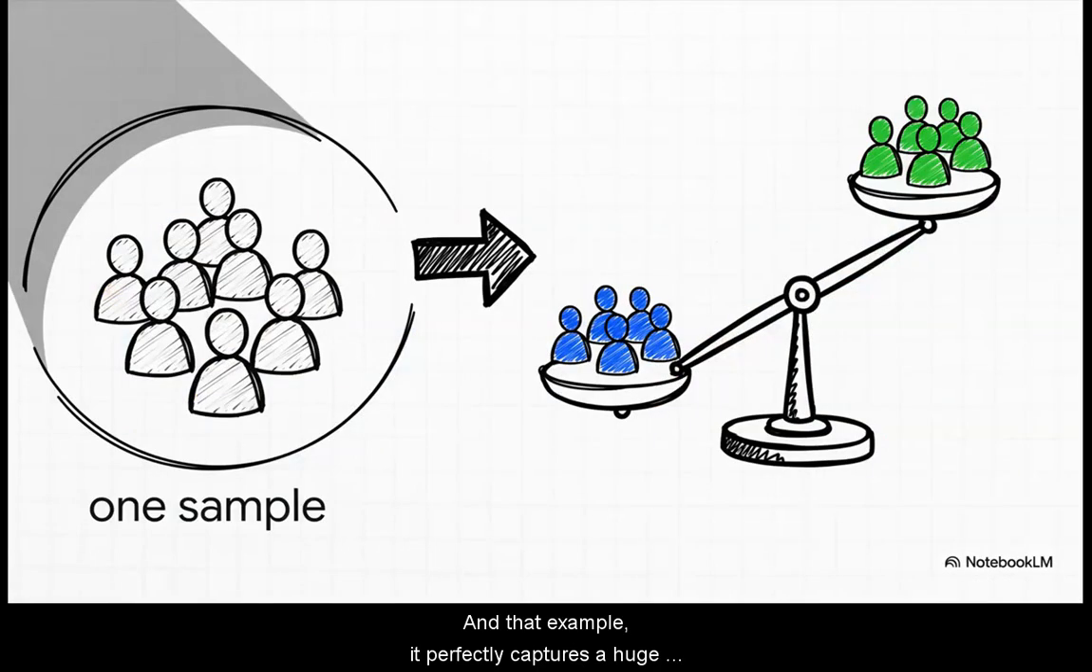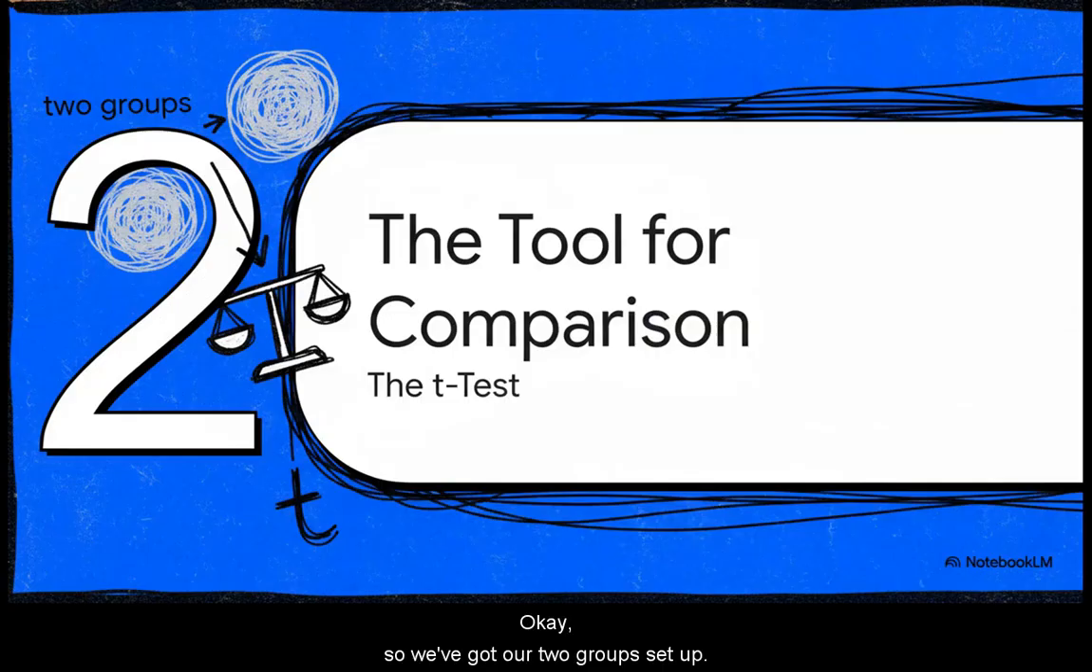And that example perfectly captures a huge idea from the source material. Sometimes we look at a single group, but honestly, most of the time, real research is all about comparison. It's about asking, is there a difference between these groups? Okay, so we've got our two groups set up. Now we need the right tool for the job, right? The thing that's actually going to compare their results.